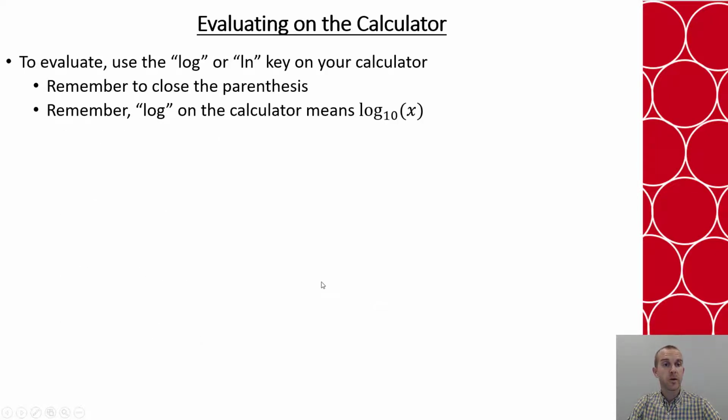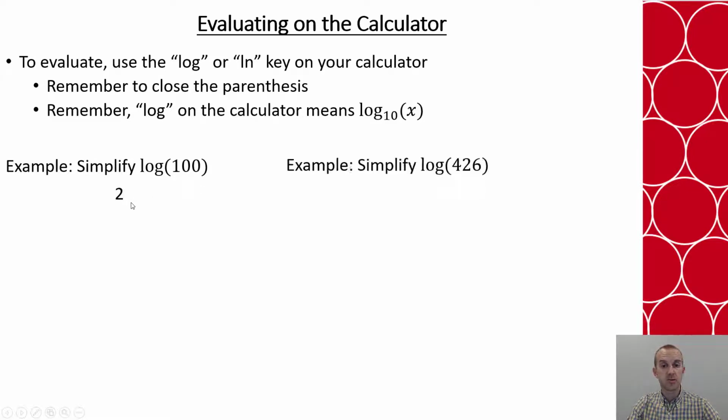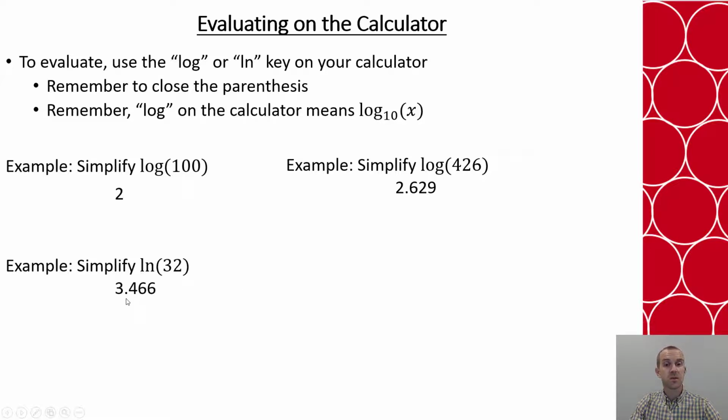Now say I want to evaluate on my calculator. I'm going to use the log key or the natural log key, and then I'm going to close the parentheses after whatever number I'm entering. And we just have to remember that if we use the log key, that is a log that has a base of 10 for that value. So when I do log of 100, the calculator should shoot out 2. If I take the log of 426, that's going to shoot out 2.629, and I'm rounding to the thousandth. It goes on much longer than that. If I did the natural log of 32, that would simplify to 3.466.